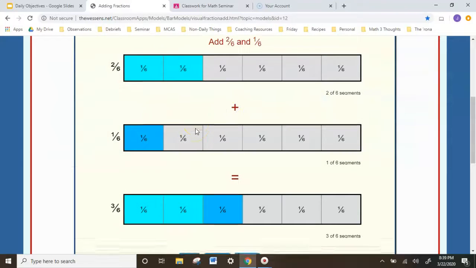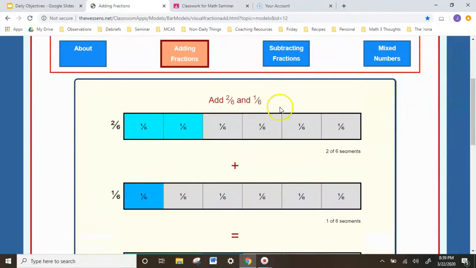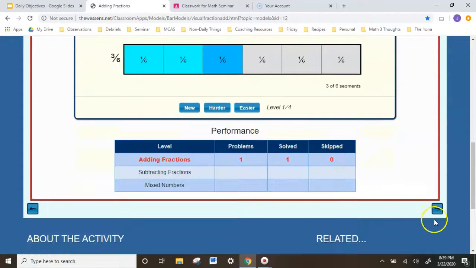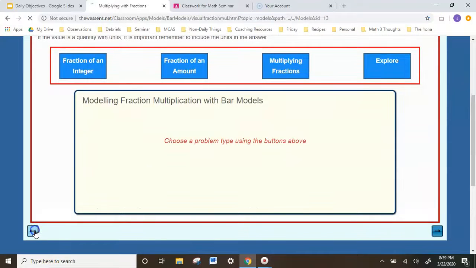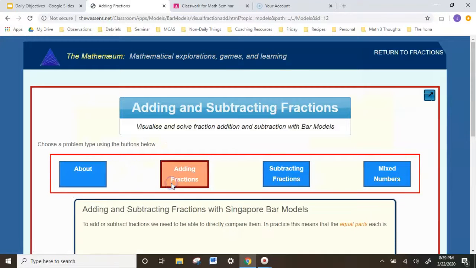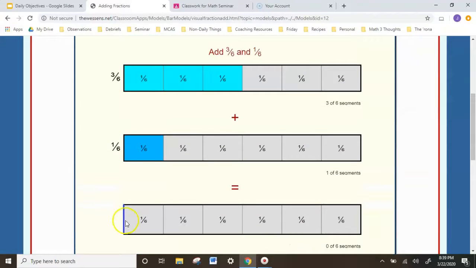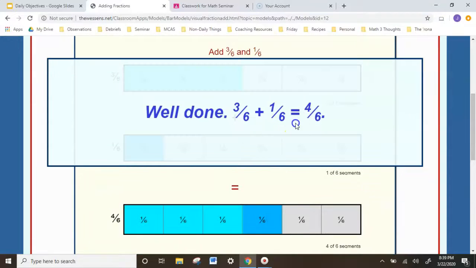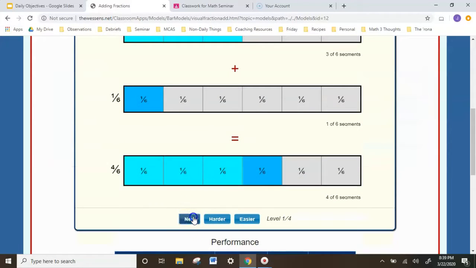Now, what I'm going to do is a new problem. I'm going to skip to the next part. I'm going to go down to the bottom, click the next arrow. And now, don't do that. That was wrong. Go back to adding. Okay. I see this problem right here. 1, 2, 3, 4. I know that I've done this well. And now I'm going to wait. New problem.